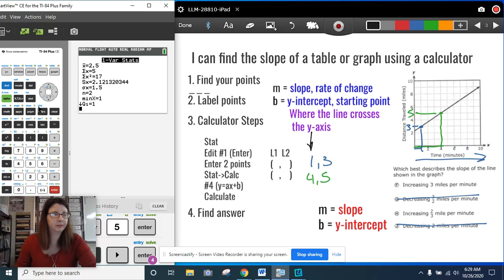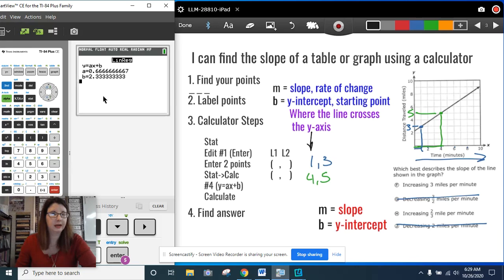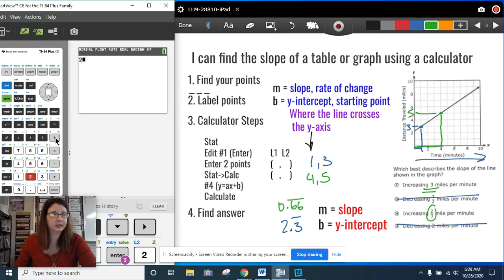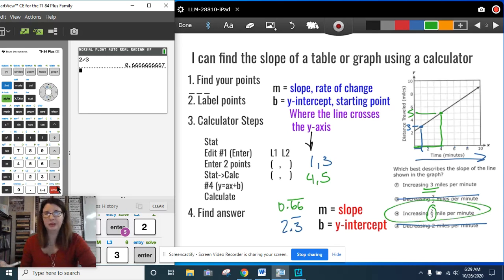Ooh, that doesn't look right. I must not have hit the right button. Stats, over to calculate, number 4, enter, enter, enter, enter, enter. Okay, so my y-intercept is 2.3 repeating, and my slope is 0.66 repeating. I don't think that's 3, but I'm not sure what decimal 2/3 is, so I can go second divided by 3, 0.66. Yes, my answer here is H.